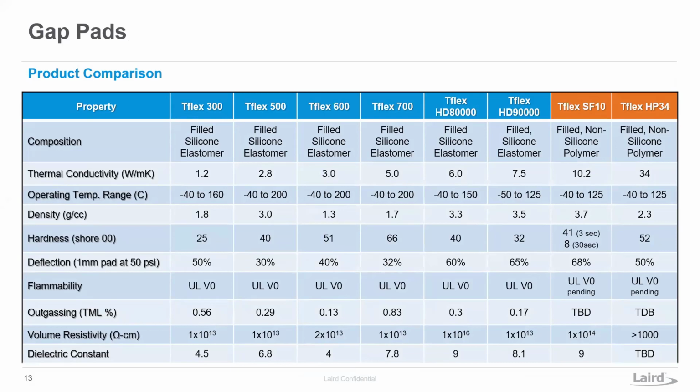And I have two new products listed at the end. There are T-Flex SF10 and our HP34. Both of these are increases in thermal conductivity. With the SF10, we've broken into double digits, and with the HP34, we've really made a big jump in performance.